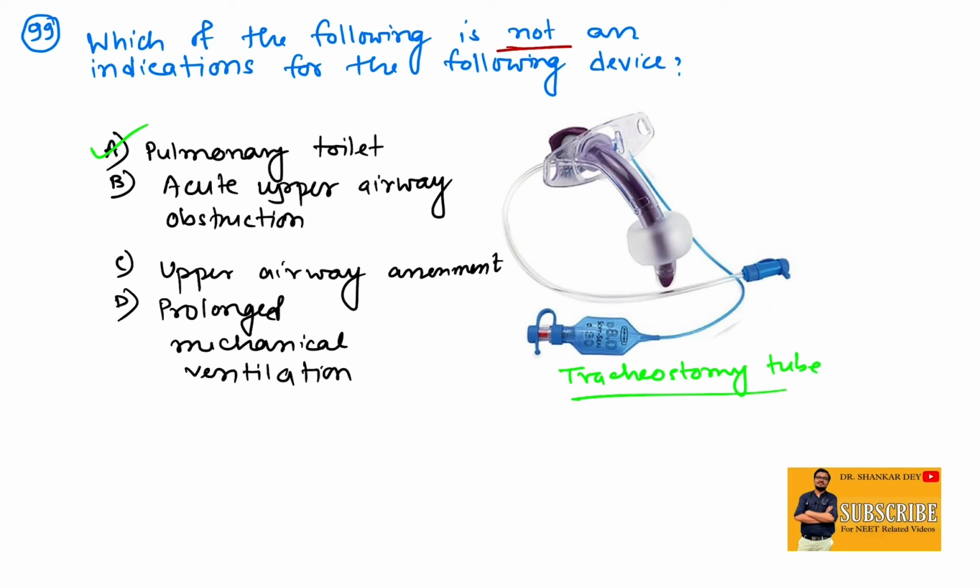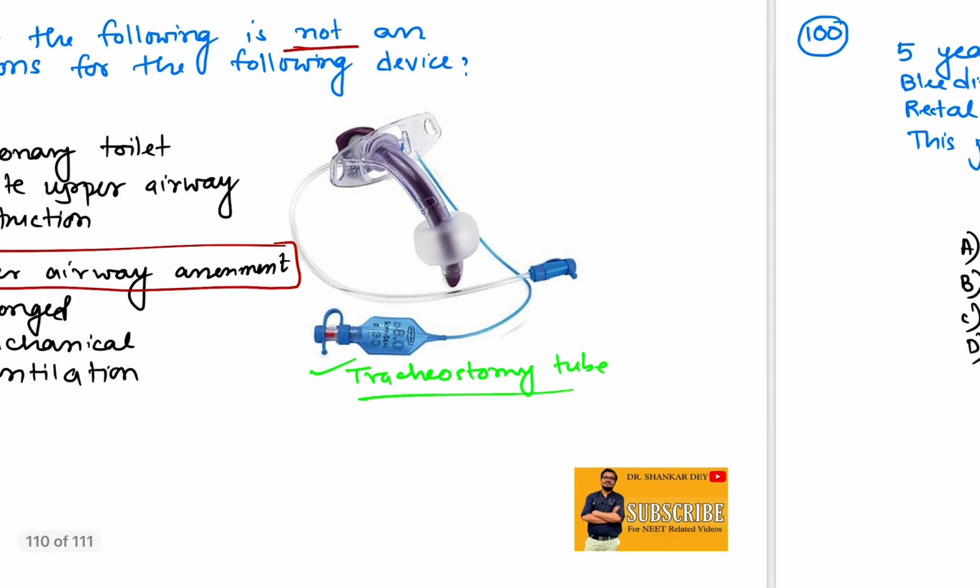Acute upper respiratory obstruction, yes, in case of acute upper airway obstruction, tracheostomy is done. Prolonged mechanical ventilation can be done. For prolonged mechanical ventilation, tracheostomy is also used. Upper airway assessment, no, upper airway assessment is not possible with tracheostomy tube. So the answer is upper airway assessment. This is not an indication of tracheostomy tube.